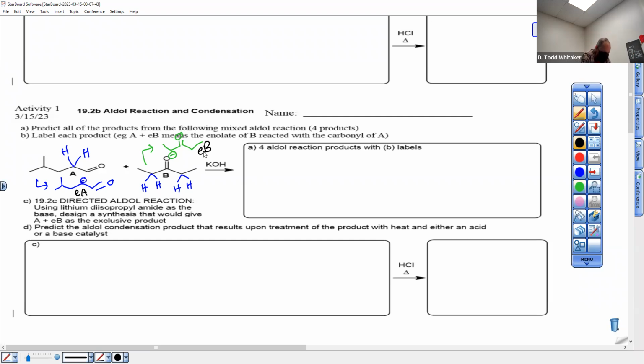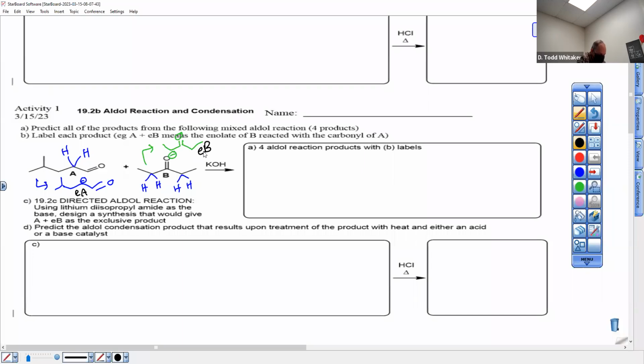So we're supposed to predict all the possible products here. And it tells you there's 4. Which is not usually a good reaction, is it? Any reaction that generates multiple products is not good. We're going to fix that later.